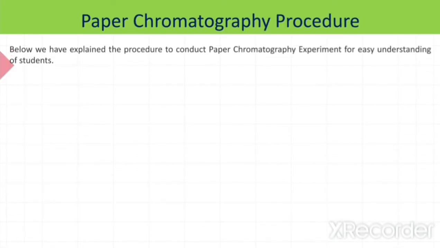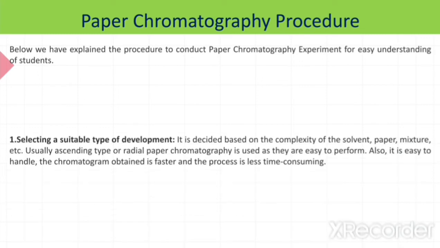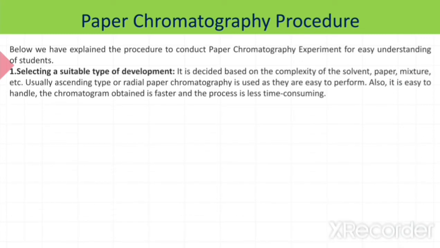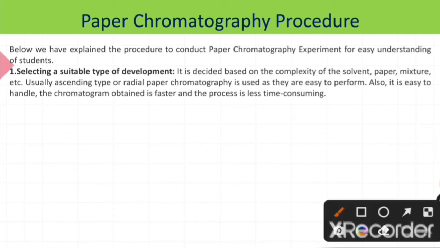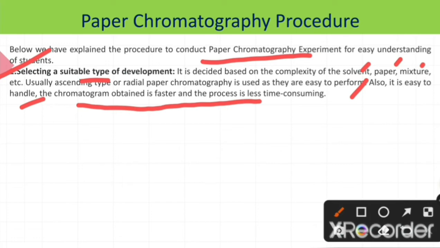Now how can we proceed? Let's see how we can perform paper chromatography in the lab. First thing, selecting a suitable type of development. Here it is decided based on the complexity of the solvent, paper, mixture, etc. Usually ascending type or radial paper chromatography is used as they are easy to perform and easy to handle. The chromatogram obtained is faster and the process is less time consuming.